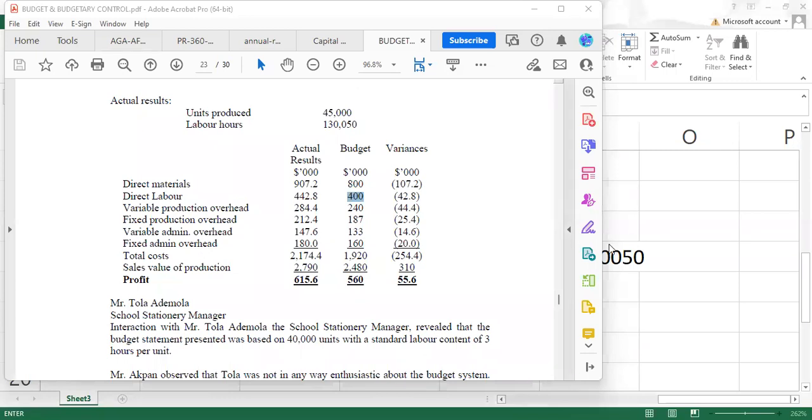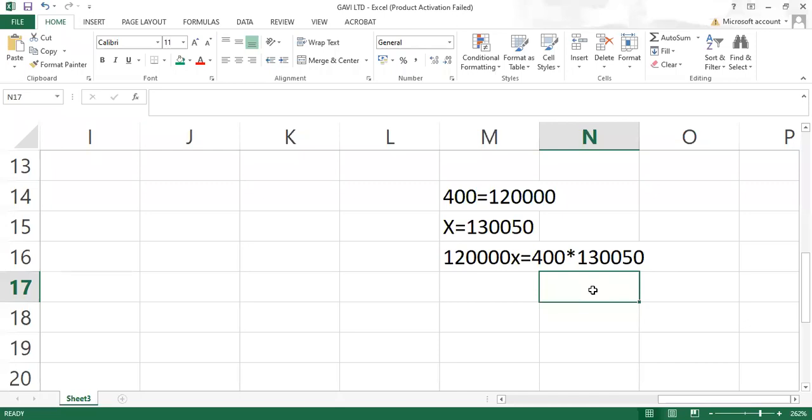If you can't do it, just do it like mathematics. If this is equal to this, then what should this have been? Then you find your way and go. Are you okay? But you can see that what we are doing is dividing all of them by 120, which is the same as the actual hours over budgeted hours times the 400.